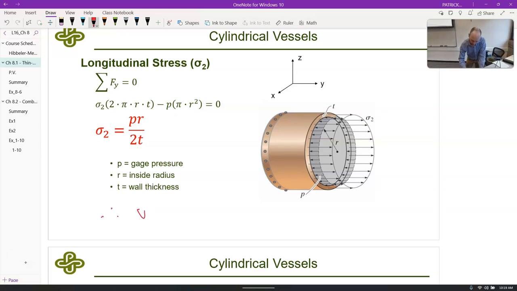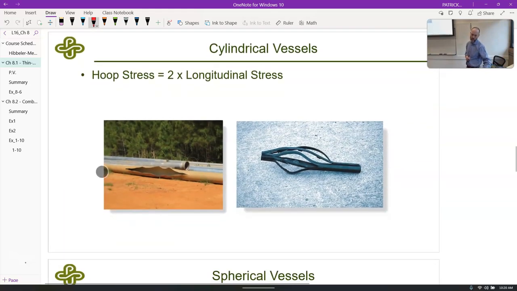So the net takeaway there is that sigma 2 is 1/2 sigma 1. Sigma 1 was PR over T, this one's PR over 2T, so it's 1/2 sigma 1. Recognizing that sigma 1 is the dominant stress, when cylinders exceed their pressure, they're always going to fail in that hoop stress scenario, and this is the type of failure that you'll see, load due to that hoop stress.